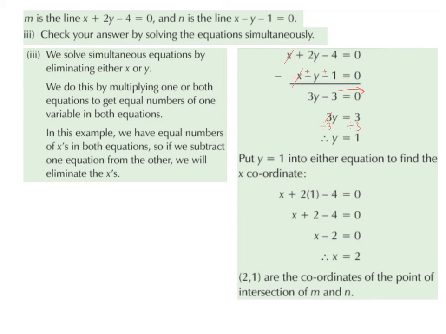And then we're going to bring the minus 2 over the equal sign. And it becomes plus 2. So we get x is equal to 2. So we have a y value of 1 and an x value of 2. So we get the point 2, 1 as our coordinate. So 2, 1 are the coordinates of the point of intersection of M and N.